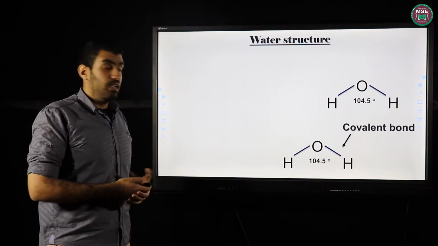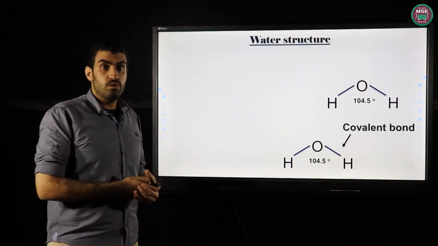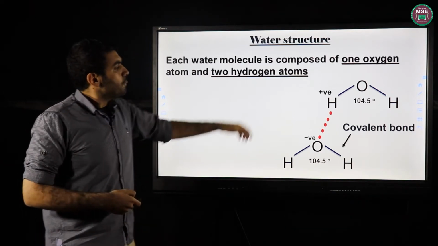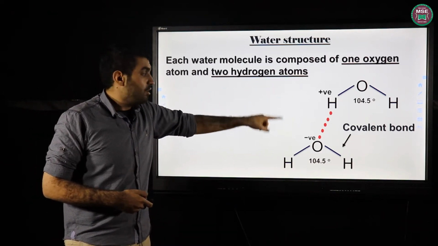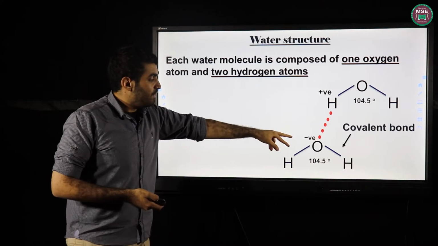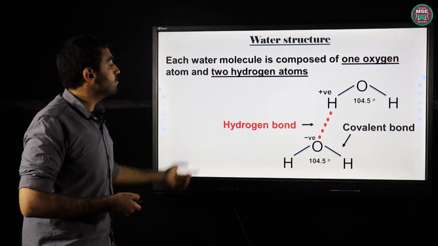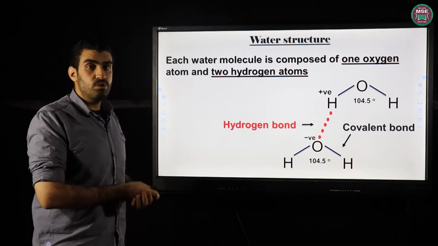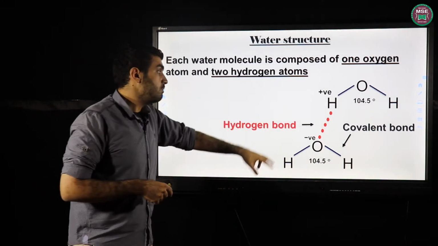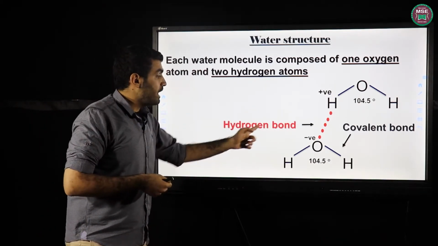I may ask you in the exam, what is the angle between 2 covalent bonds of water? 104.5 degrees. And as we said before, hydrogen has a positive effect and oxygen has a negative effect, because oxygen has more electronegativity. So the negative effect of oxygen attracts the positive effect of hydrogen, forming another type of bond which is called hydrogen bond. So in a cup of water we have 2 types of bonds. One of them is found inside the molecule, which is called covalent bond. The other bond is found between water molecules, which is called hydrogen bond.